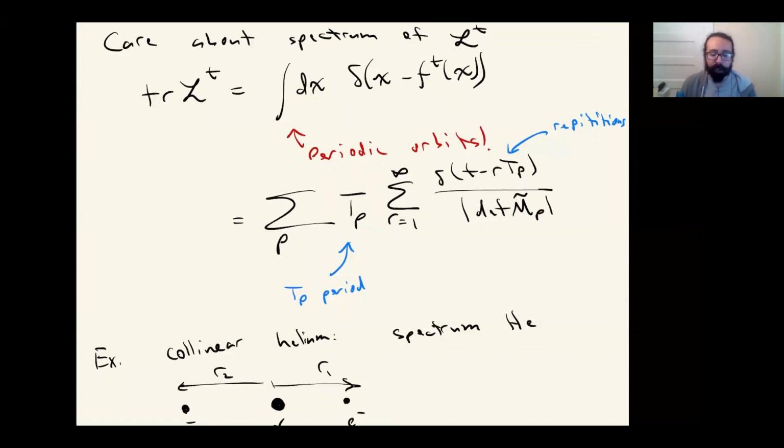Somehow the convergence in terms of which periodic orbits you need to care about is both a blessing and a curse, in that there are a lot of them, but they're weighted relatively weakly, is morally how it turns out.